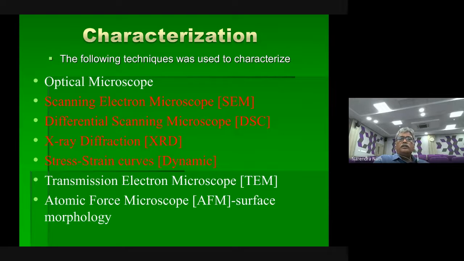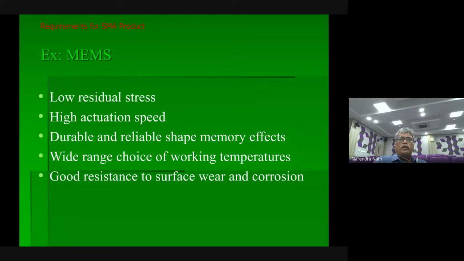So for characterization, the same things I showed in the earlier figures are written here: optical scanning, differential scanning, micrometry, X-ray, stress-strain curves, transmission electron microscope, and atomic force microscope. All these things you can use, but we use only the ones we are discussing.